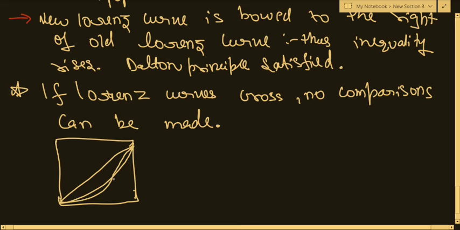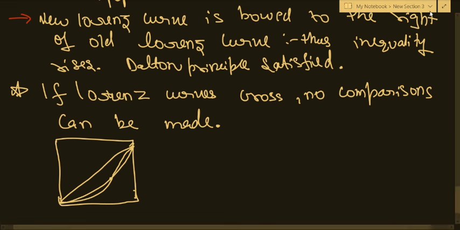Now we can see that till the point of intersection, this second Lorenz curve, the bowed out one, is more unequal. But after the intersection, this bowed out Lorenz curve, which was more unequal before the intersection, is more equal than the other one. So no comparisons can be made. Okay. So this completes the Lorenz curve topic.